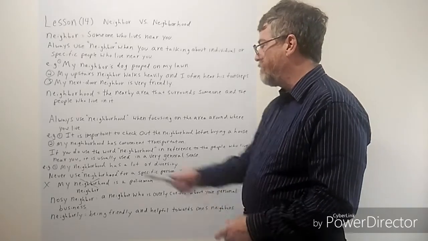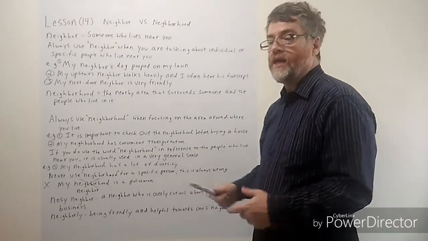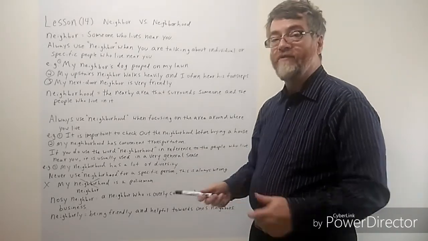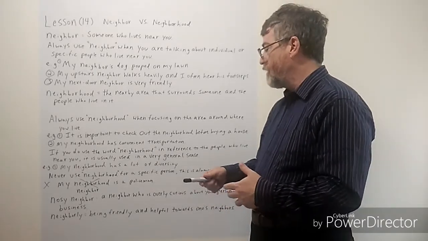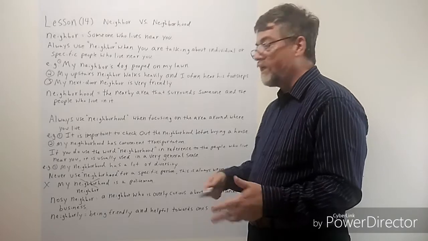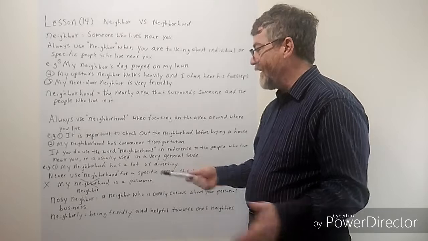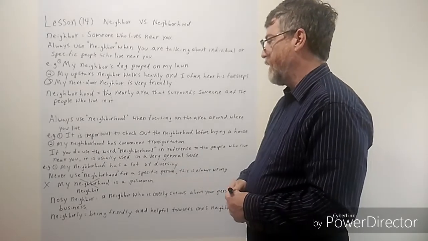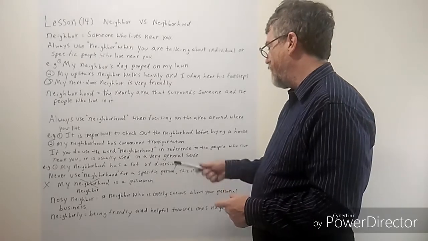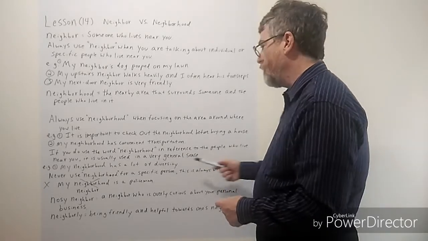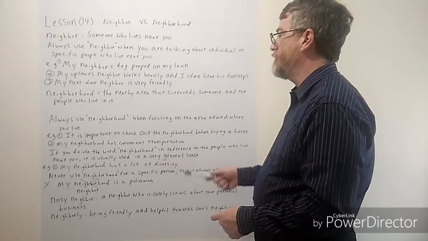All right, here they say, my neighborhood has convenient transportation. That might be another thing that you're checking out. Especially if you don't have a car, you want to know, are there a lot of buses, or is there a train station, a local city train station like a subway or mass transit in that sense. Okay, if you do use the word neighborhood in reference to people who live near you, it is always used in a very general sense.